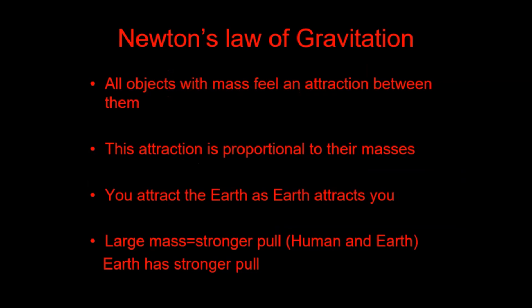So, Newton's law of gravitation basically tells you that all objects with mass feel an attraction between them. There's a gravitational attraction between you and every piece of matter in the room, but it's very, very small because it's based on the proportion of masses. The Earth's mass is enormous, and so you feel a much greater attraction towards the Earth than the Earth does to you. But the Earth is still attracted to you. So if you jump up in the air, the Earth wants to move towards you. It won't because of its overwhelming mass. So the larger the mass, the stronger the pull. Earth will always win against you.